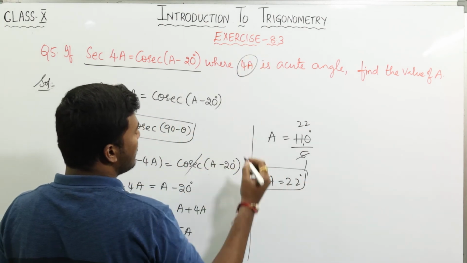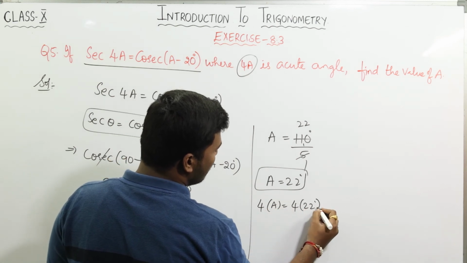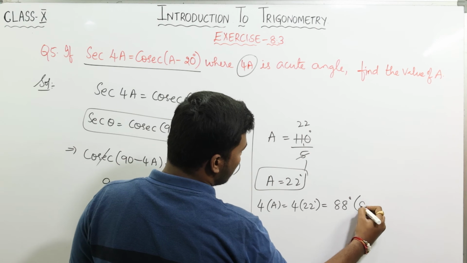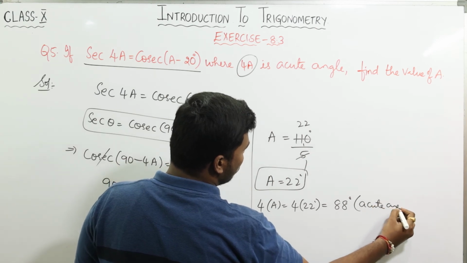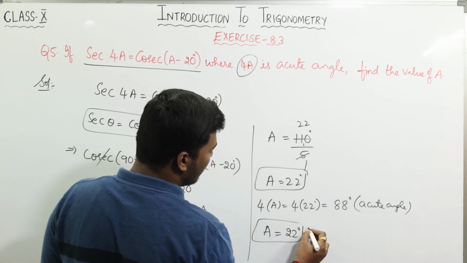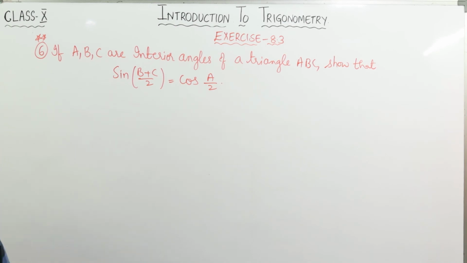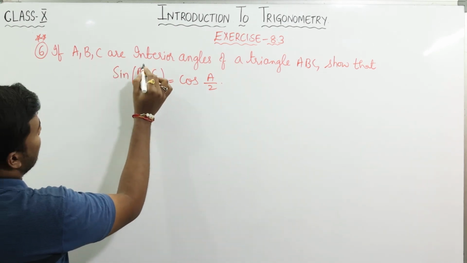And check whether 4A is an acute angle or not. So that is 4 into A, which is 4 into 22 degrees, which is 88 degrees. So it is an acute angle. So from that, therefore, A can be 22 degrees.